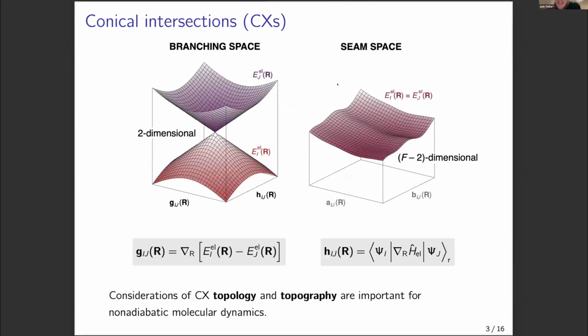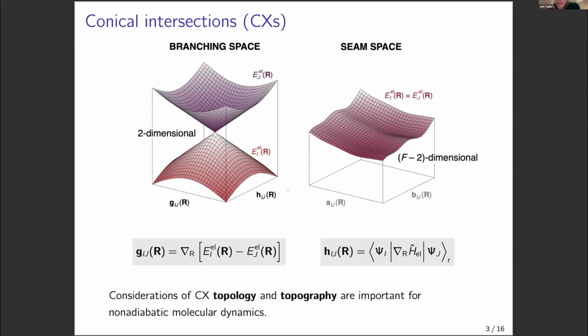Now, formally, conical intersections are comprised of an F-2 dimensional seam space, where F is the number of nuclear degrees of freedom of the system, and a complementary two-dimensional branching space. The branching space is characterized by two key nuclear coordinates, the gradient difference vector G and the derivative coupling vector H. And it is only along these two specific nuclear coordinates that the degeneracy is lifted. It does so linearly to first order, giving this characteristic double cone shape.